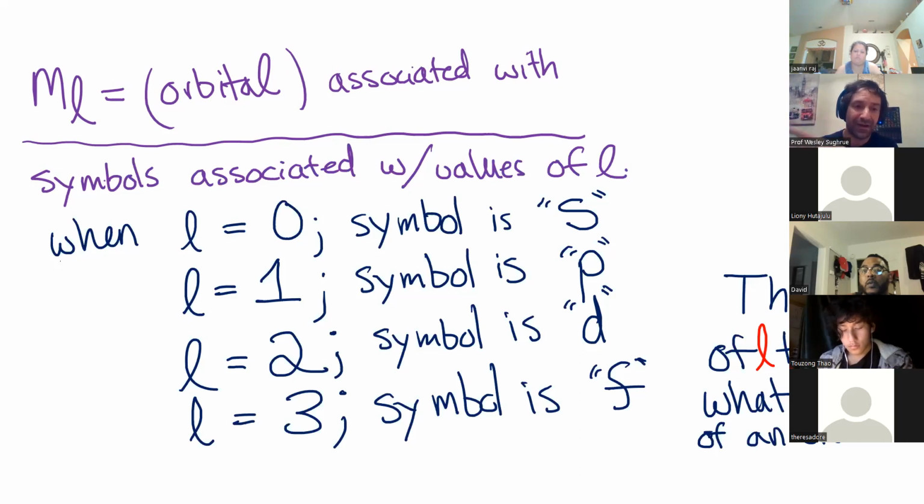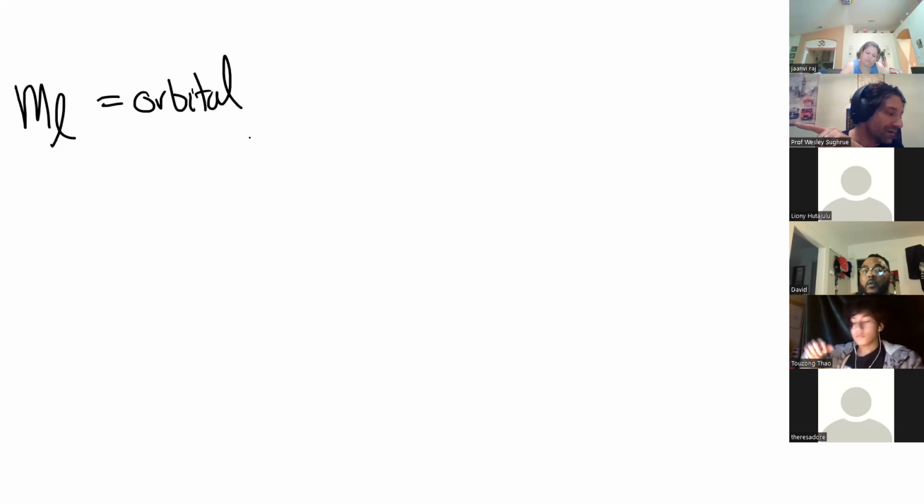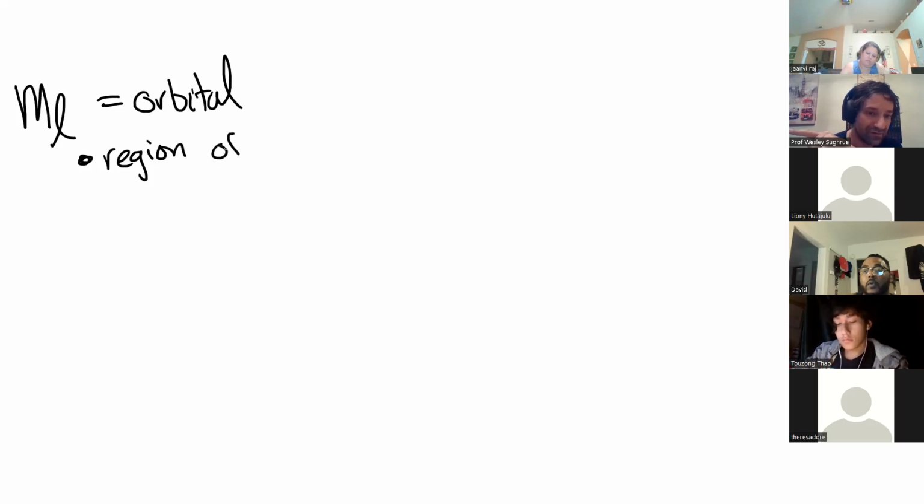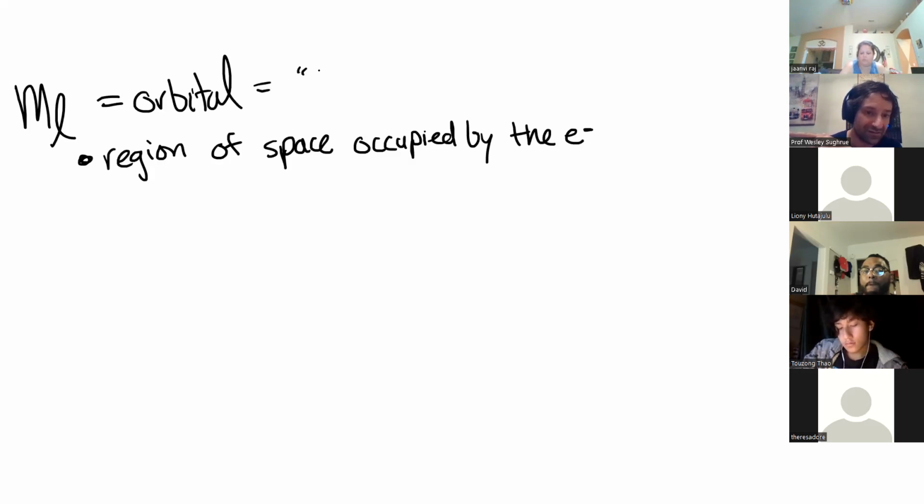Now, let's go back to M sub L. M sub L, in general, this is your orbital. This is the actual region of space occupied by the electron. This is the house. This is where the electron actually lives.